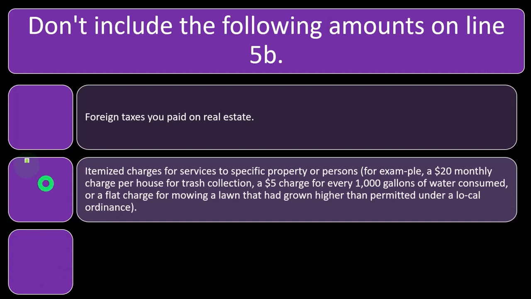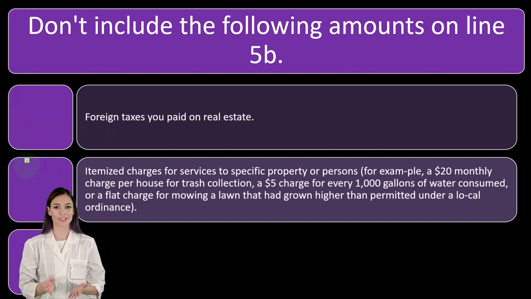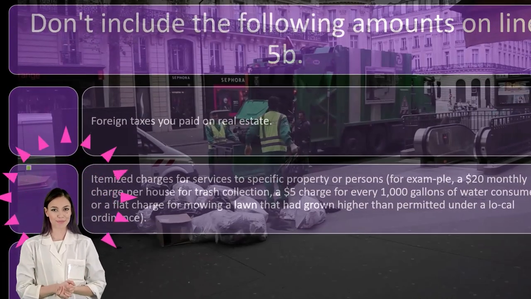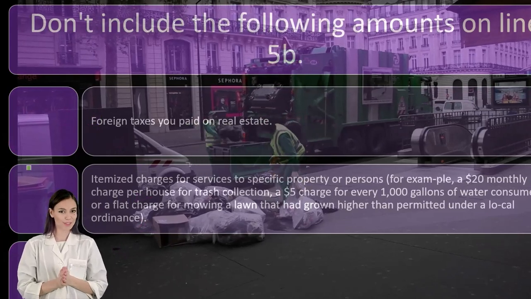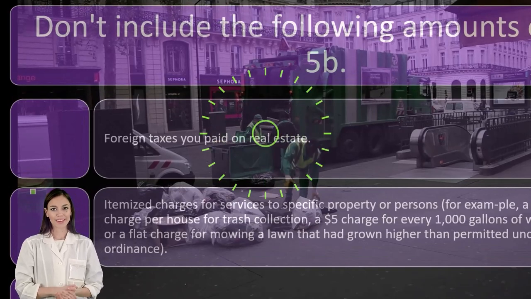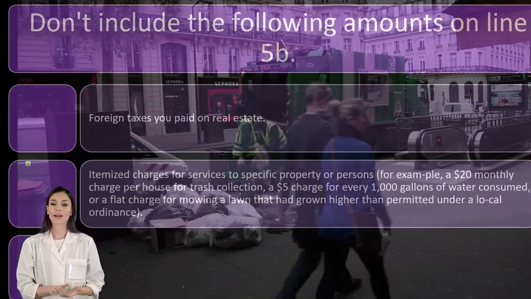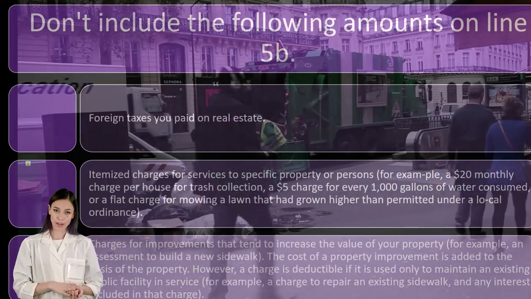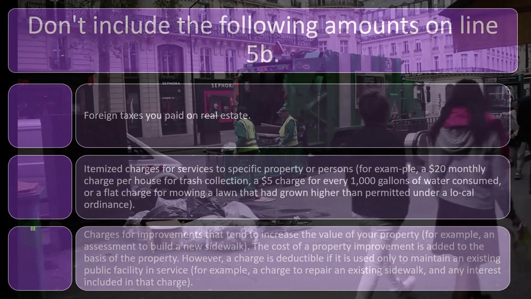Itemized charges for services to specific property or persons. For example, a $20 monthly charge for trash collection, a $5 charge for every 1,000 gallons of water consumed, or a flat charge for mowing a lawn that had grown higher than permitted under a local ordinance. So those are more like fees, it sounds to me, than taxes, where you're paying for goods and services.